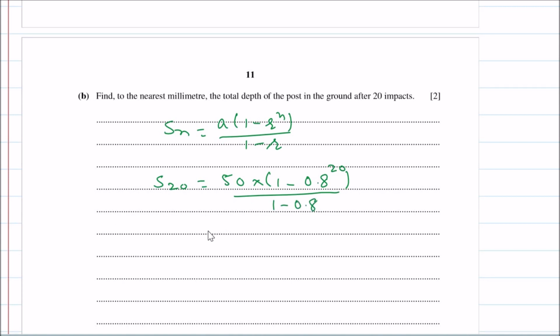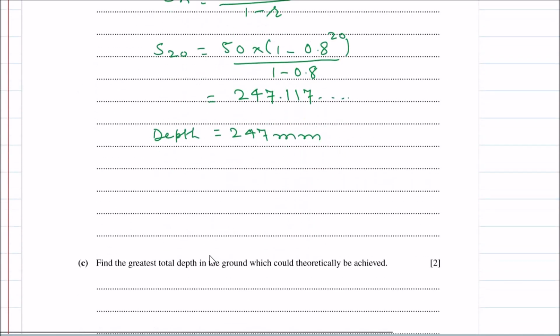And when you are simplifying this, we are getting 247.117 and so on. The answer is asking correct to the nearest millimeter. So let me write it correct to the nearest millimeter. So it becomes 247 mm. That is the answer. So depth is equal to 247 mm.